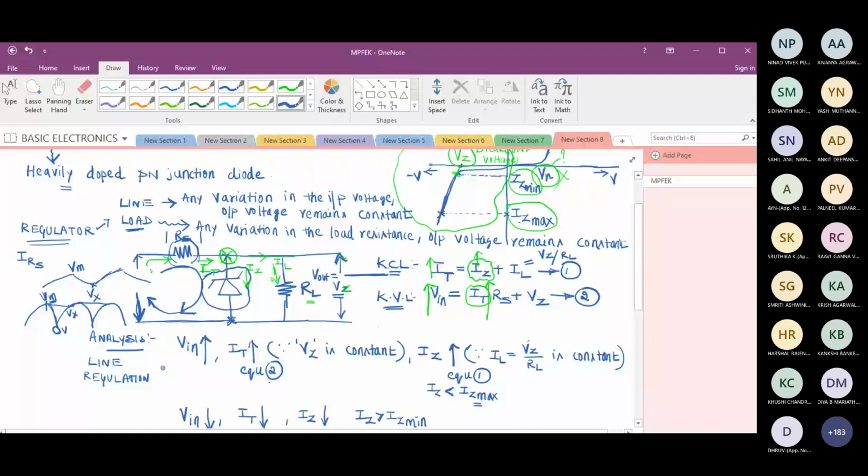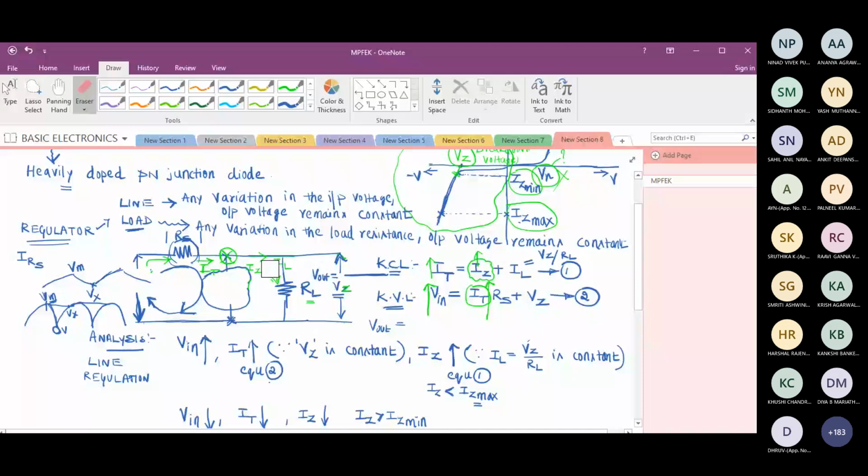If that is the case, if in the exam or in the test I ask a question where Iz is less than Iz minima, what is Vout? Sir, 0. It won't be 0. Why would it be 0? If I take out this diode, will it be 0? Don't you find a potential divider, RS and RL resistance? Yes, sir.